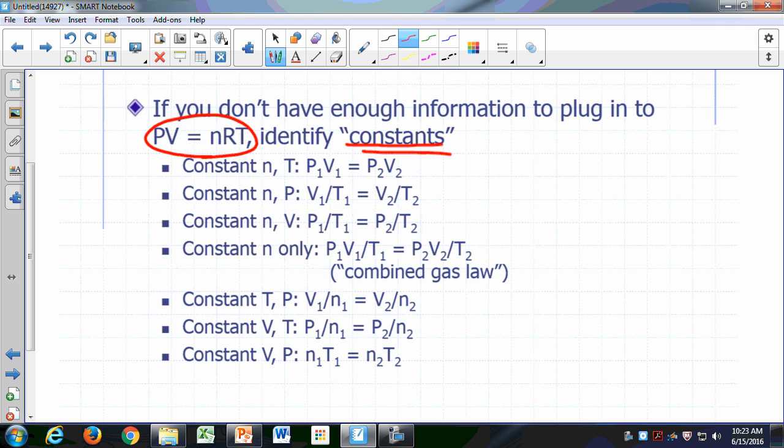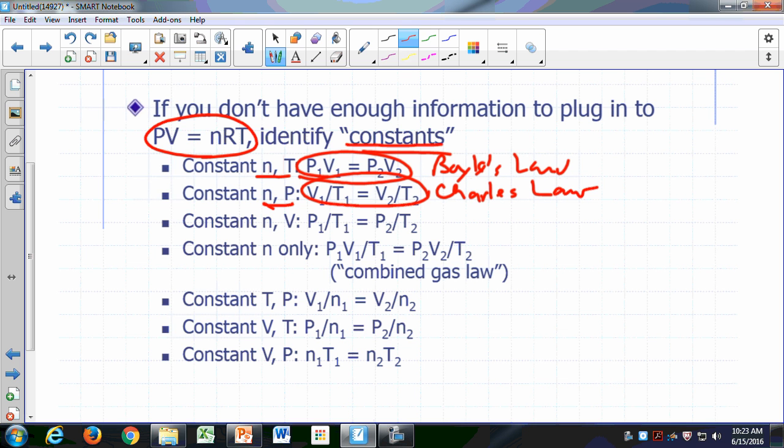So if you can tell that n and T, the temperature, are constant and you have a fixed amount of gas, then you know you're dealing with Boyle's law: P1 V1 equals P2 V2. If you know that the pressure is being held constant and you have a fixed amount of gas, then you know you're dealing with Charles's law. So the simpler equation to use would be V1 over T1 equals V2 over T2.